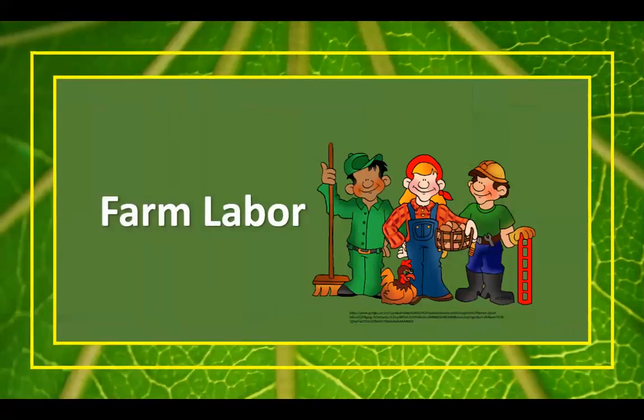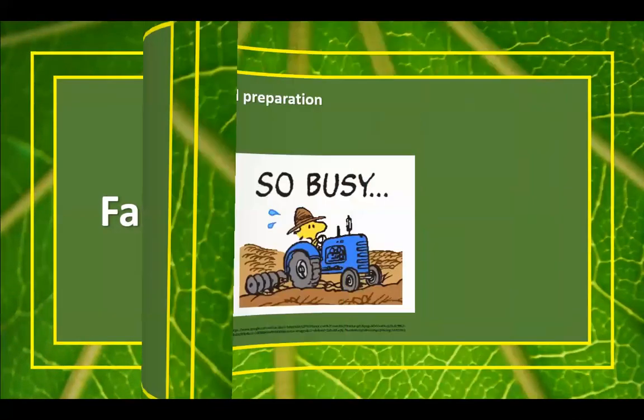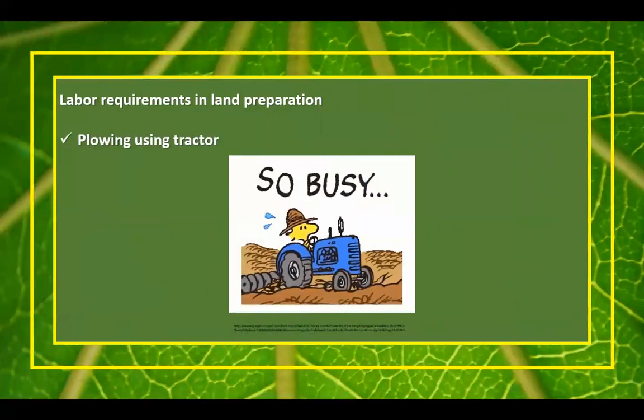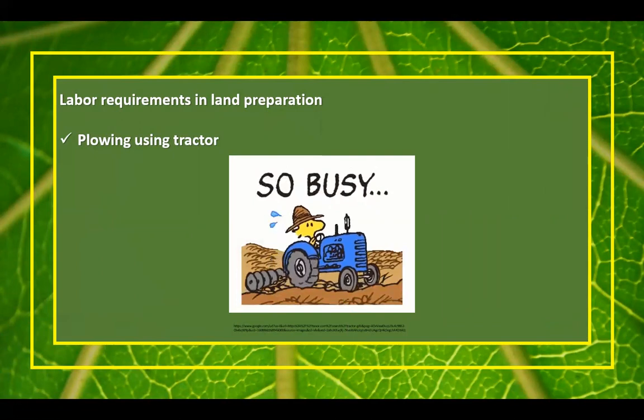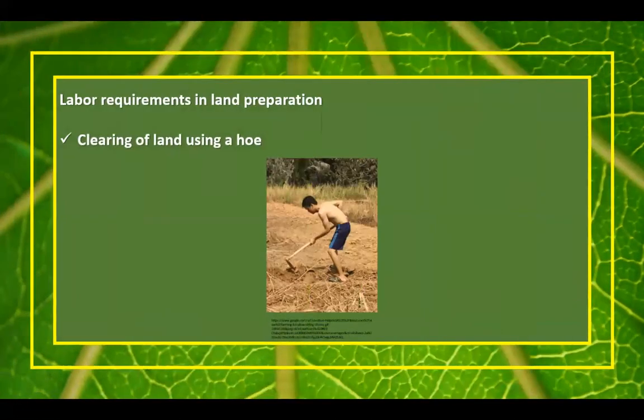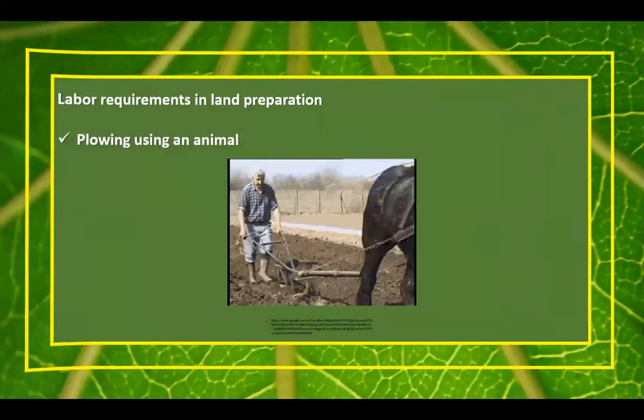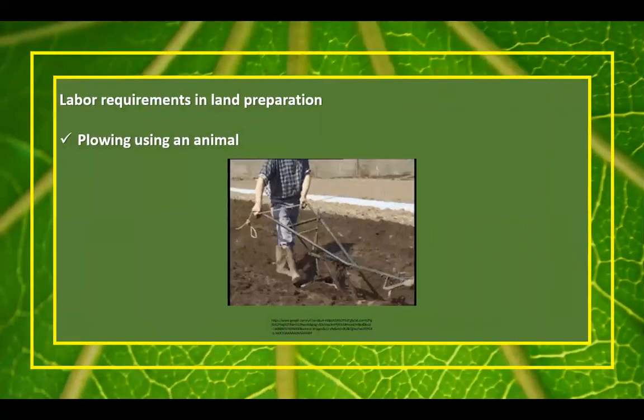Next, we will talk about farm labor. There are different labor requirements in land preparation, planting, and plant care. These are necessary for efficient farm operations. For the labor requirements in land preparation, we have plowing using a tractor. We also have the clearing of land using a hoe. Plowing uses an animal.